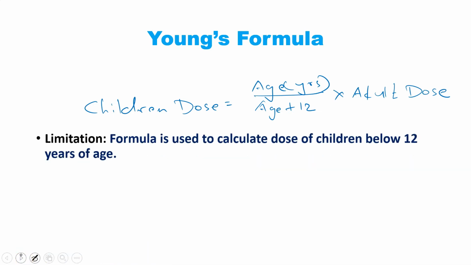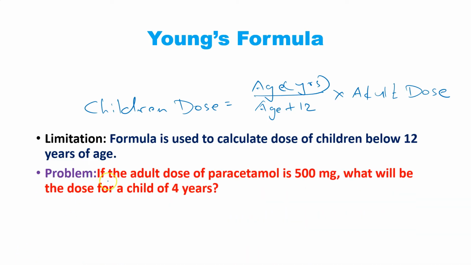But the limitation of this formula is that it is used to calculate the dose of children below 12 years only. The child's dose may be up to 18 years, but this formula is utilized only below 12 years. So that is the limitation of this formula. Let us see a problem from this. If the adult dose of paracetamol is 500 milligram, what will be the dose for a child of 4 years?